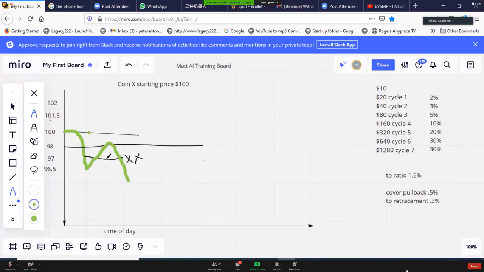So Benoit, if your position started at $10 here, and then you went down and you bought cycle number 2 for another $20, so your position is $30. As soon as the bot trades in profit at the 1.5% mark, and there's a small retracement of 0.3, you sell that $30 worth of that coin. And then what the bot does is automatically purchase another position for another cycle.